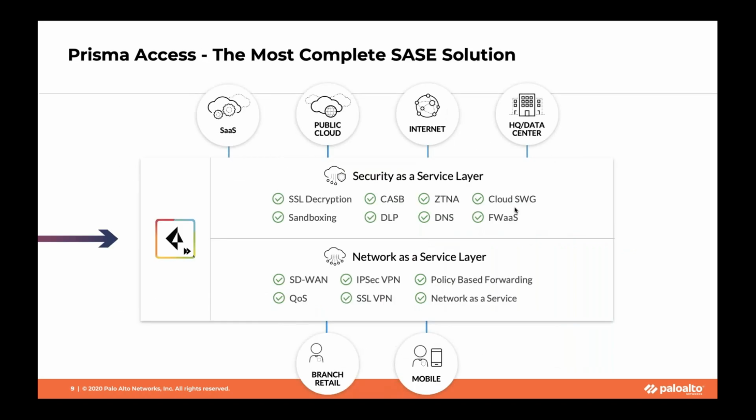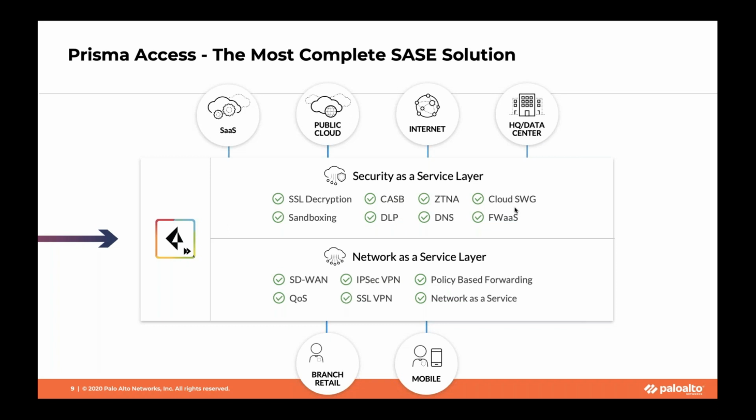Now, how has Palo Alto implemented this? We all know, or I think you're familiar with, the next generation firewall as it is today. So we already had solutions such as SSL decryption, sandboxing like WildFire, DLP, DNS security. This is also part of Prisma Access, which is the SASE solution of Palo Alto Networks. So this is part of the security as a service layer.